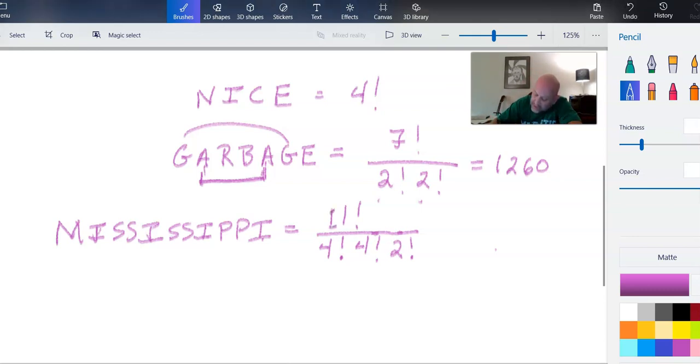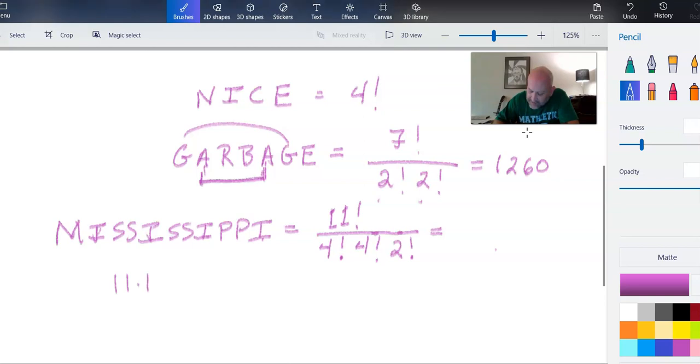And that's what your expression should look like. You should have 11 factorial divided by 4 factorial, 4 factorial, 2 factorial. Right? So let's see how that comes out. That's going to be a really big number. Oh, you know what? Just for fun, I'm going to work this out by hand. I haven't had enough fun today. So let's go ahead and do that. I'm going to just work this one out by hand. We'll check it on the calculator, make sure we did it right.